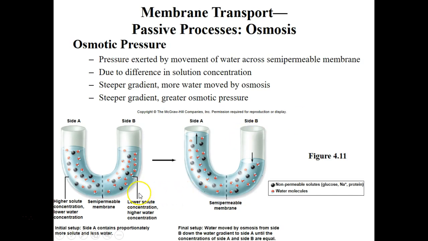I like this figure because it kind of shows what's going on. Here we have these large molecules, these large black dots representing solutes like glucose, sodium, and proteins. And then all of these tiny red with blue dots are the water molecules. So right now we have equal amounts of water on each side.